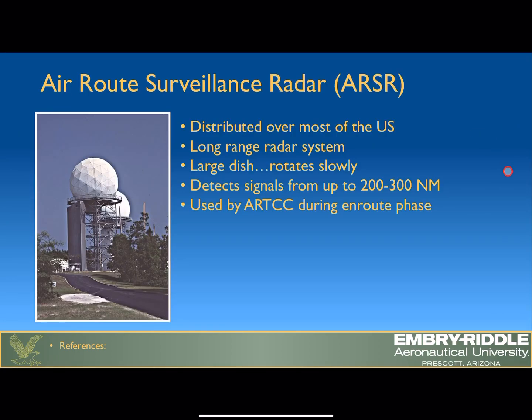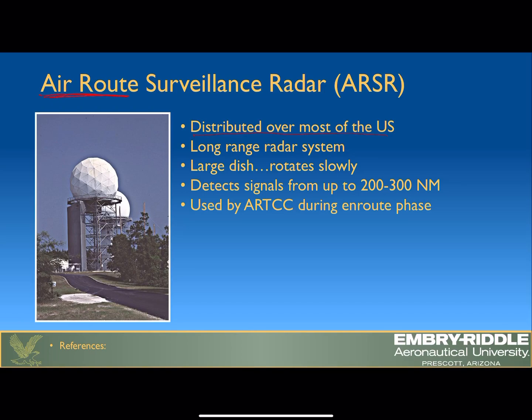So there's kind of two types of radar. The first of which is air route surveillance radar. This is what they would use if you're flying between airports. The air route surveillance radar system, or ARSR, is distributed over most of the United States.